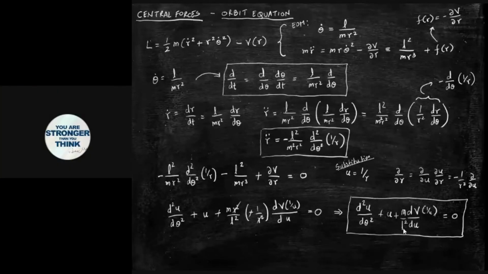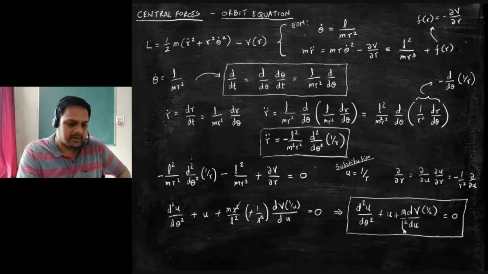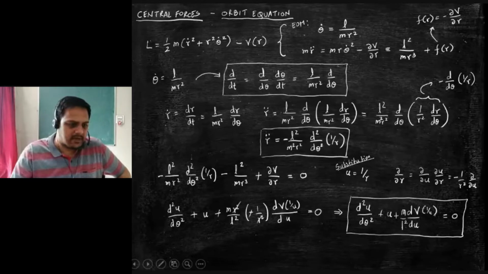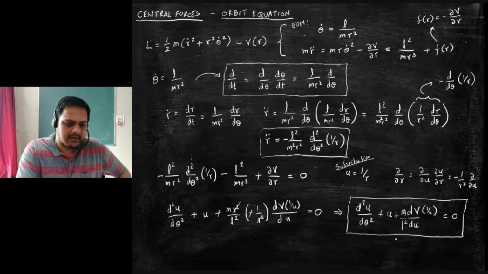There is no physical significance of u. It is not some recognizable physical quantity. It is the reciprocal of distance. It has no particular significance, at least in this case. This is called the orbit equation in differential form. Because it is written as a differential equation, you call it the orbit equation in differential form.